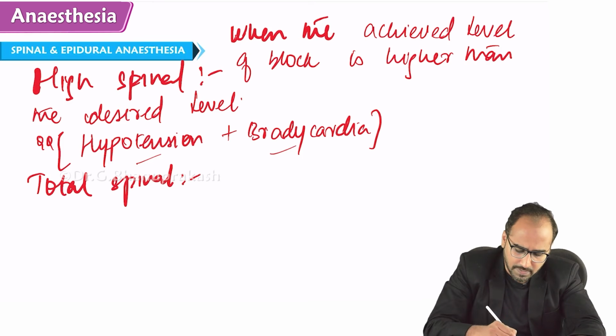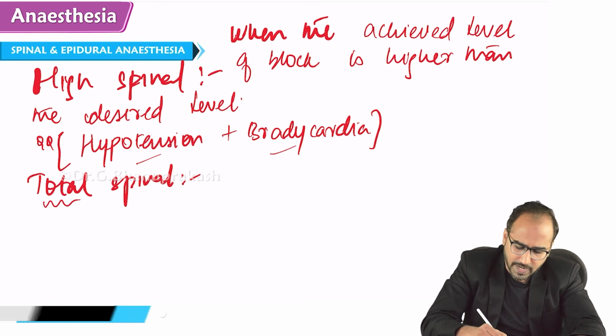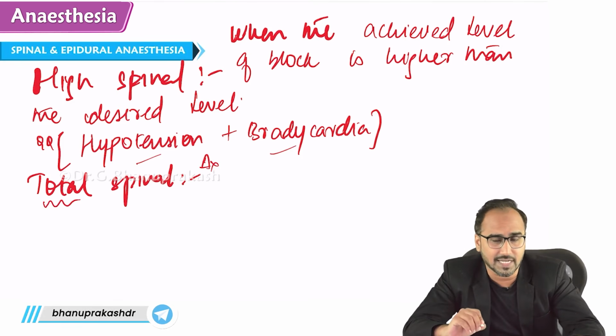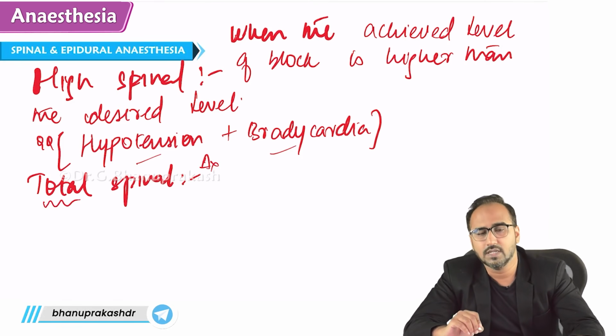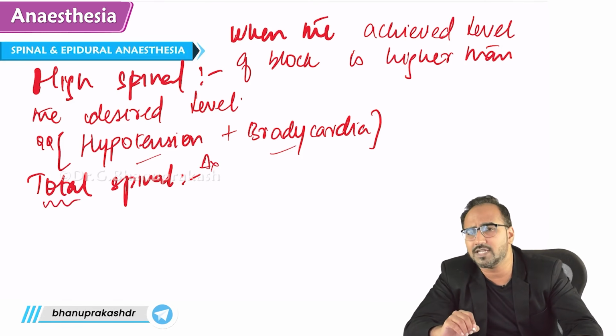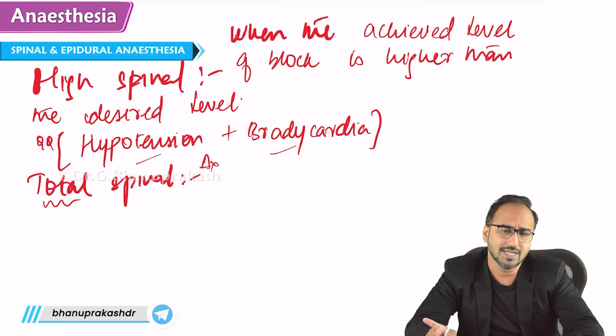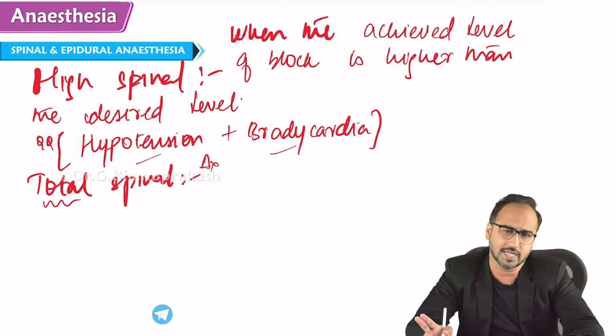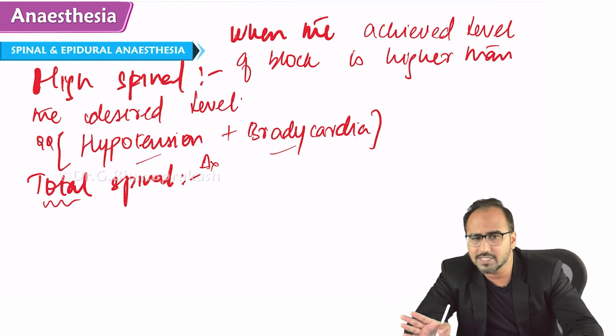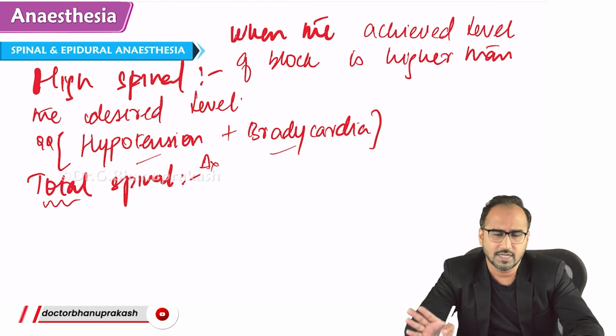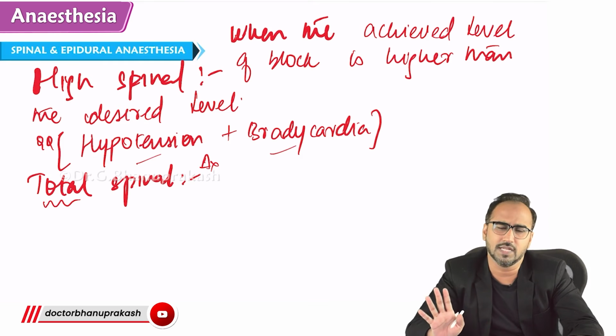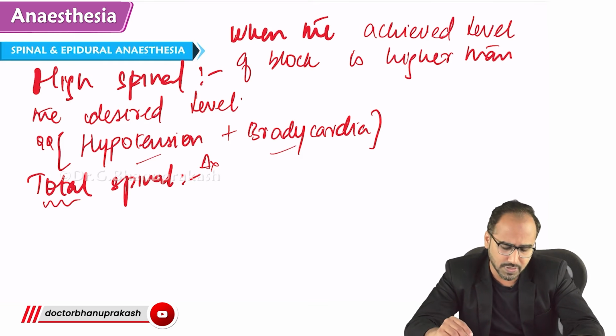Then there is one more complication called total spinal anesthesia. We are still discussing the complications of anesthesia. The most common complication of spinal anesthesia is hypotension. The second complication is bradycardia. The next complication is shivering. Next complication is high spinal. Next intra-op complication is total spinal.